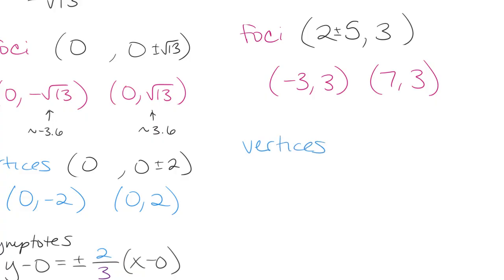The vertices, again, we start with our work giving the center 2, comma 3, and we are adding and subtracting the a value to the x because the vertices should also be on that horizontal transverse axis. So we are going to add and subtract a, which is 4. So my vertices are at 2 minus 4, which is negative 2, comma 3, and then 2 plus 4, which is 6, comma 3.